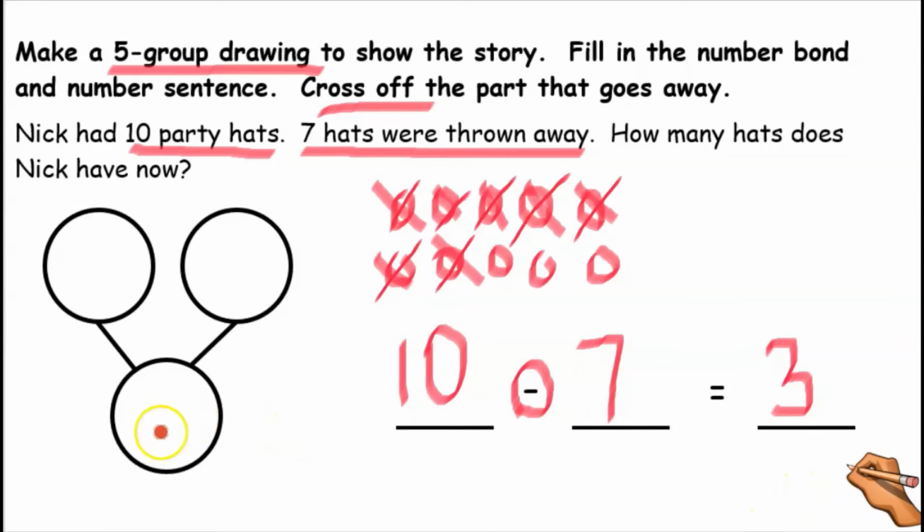Let's jump over to our number bond. We're starting with the 10 on the bottom because we know this is the whole because the 2 lines are connecting the whole to the parts. So 10 minus 7. What are we going to do with the 7? You're right, we're going to cross it out because those 7 hats were thrown away. And then we have 3 hats left.